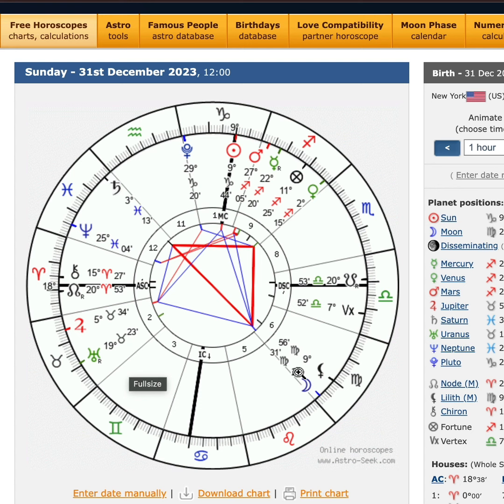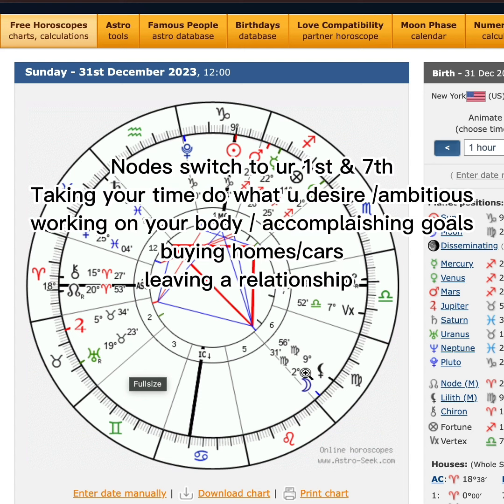Health wise, you will have a Mercury retrograde happening in your sixth house, so that'll be happening sometime between August 23rd to September 15th.